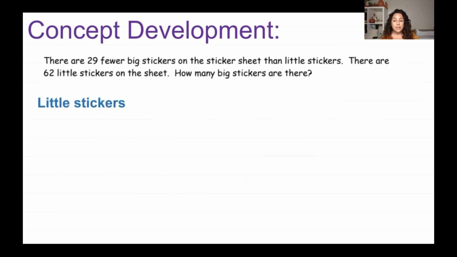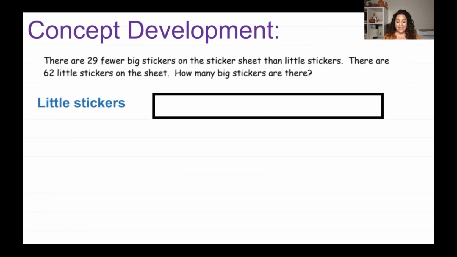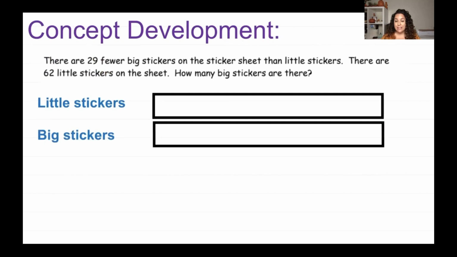One thing I know for sure is that I have little stickers, so I'm going to make a piece of tape. And then I know that I have big stickers, so I'm going to make a piece of tape for that. Right now I'm going to leave them the same length, but let's see if we can put some numbers in these pieces of tape.